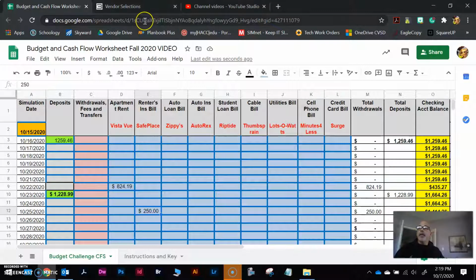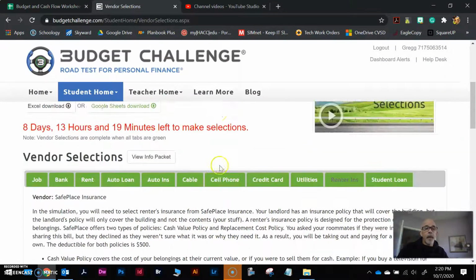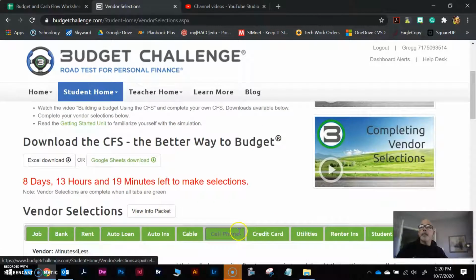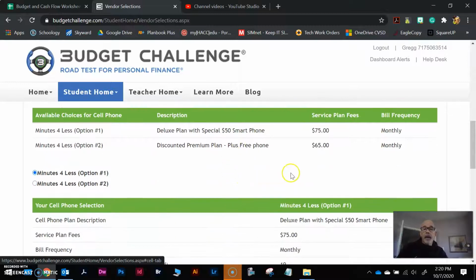So again, looking through and anticipating some things, I think the next one we're going to get will be the cell phone bill. So I'm going to come over here to Minutes for Less, and we might as well plot this out for the entire game. So I'm going to go back to my vendor selections here, come up to my cell phone, going back for Minutes for Less.